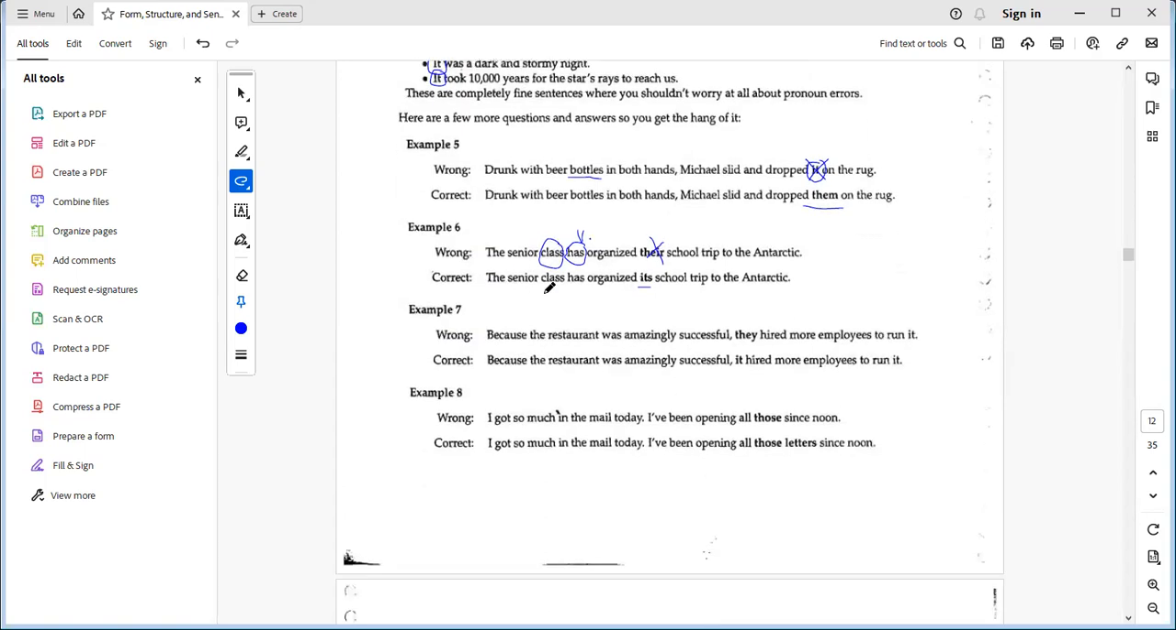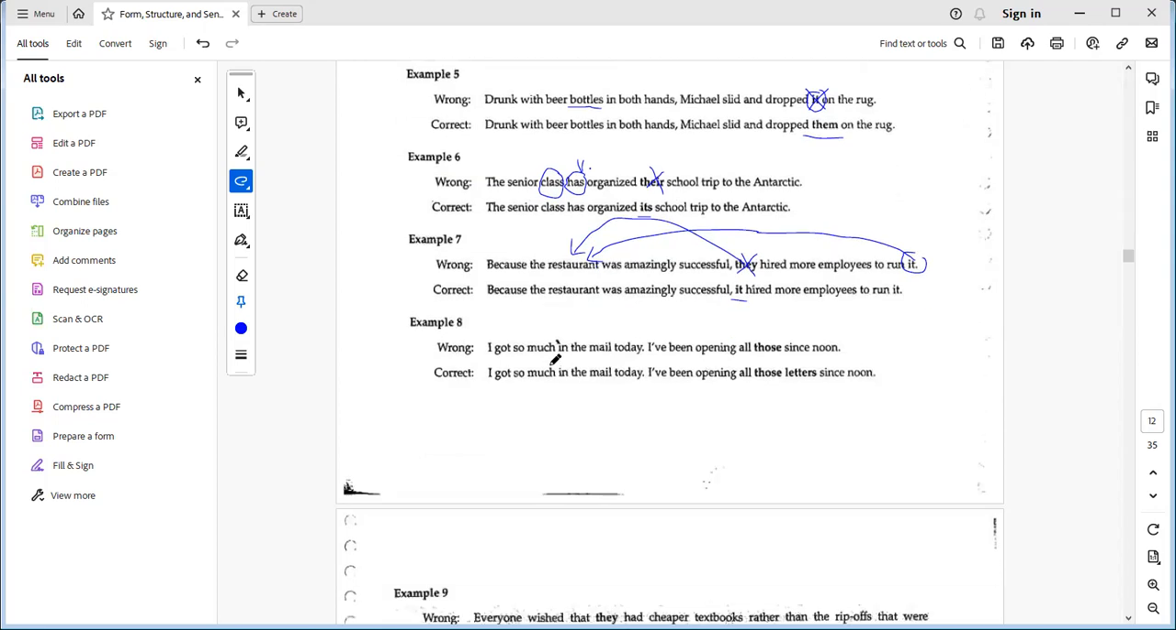Just to clarify this, if I told you "the senior class have organized," then "their" would be right, because now we use class as plural. Next: Because the restaurant was amazingly successful, they hired more employees to run it. We know "it" stands for the restaurant, but what does "they" stand for? I know it stands for the employer, but here I didn't indicate the employer. So it's better to change it to "it."